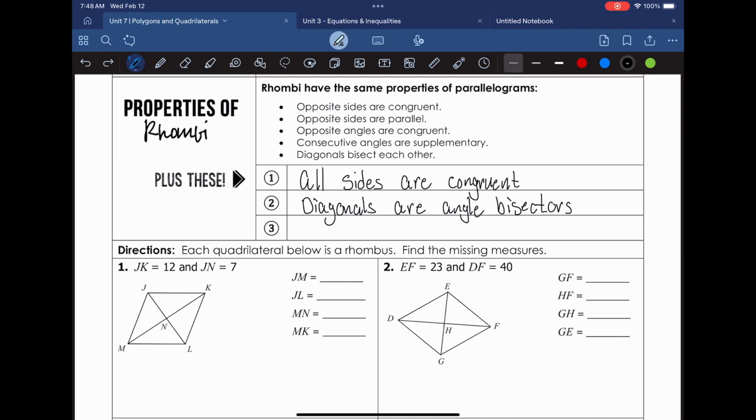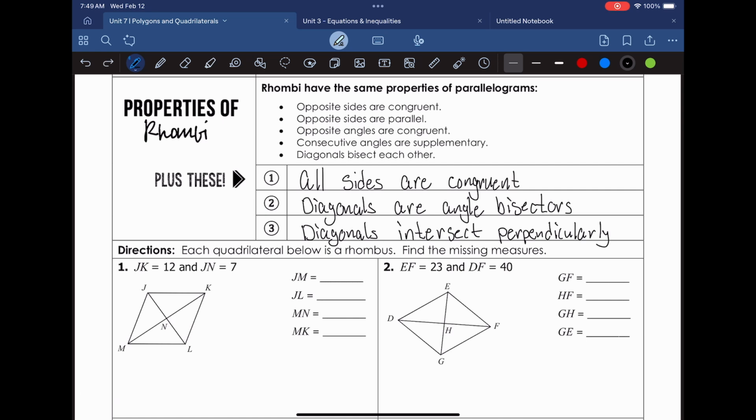The last property is a bit of a weird one. The diagonals in the middle actually intersect perpendicularly. So that means you have all these 90-degree angles in the middle there.